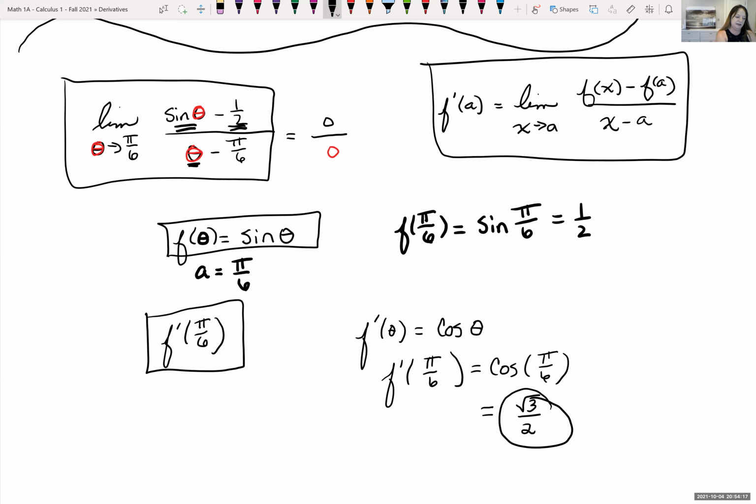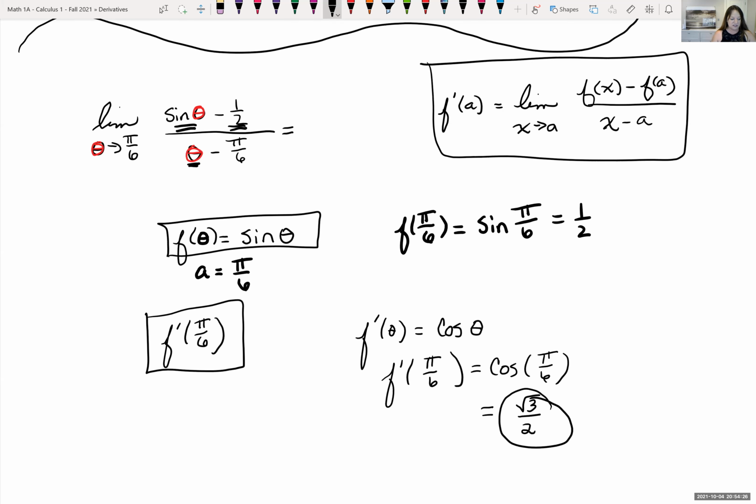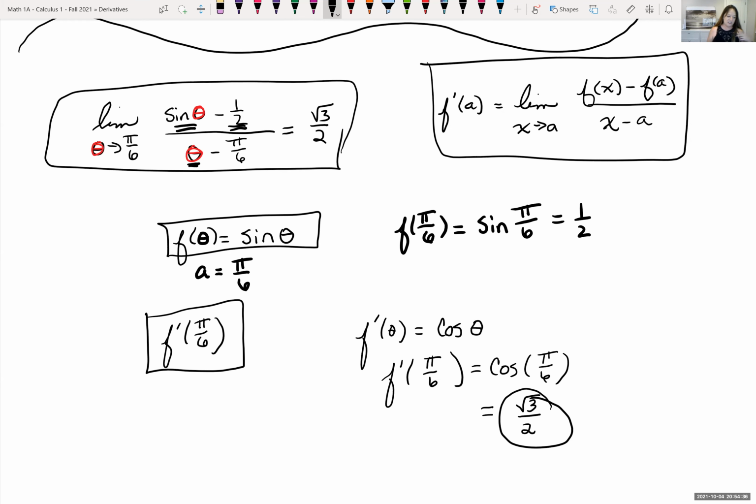So this limit that gave us an indeterminate form before, just recognizing that it was the derivative of sine theta, written in the formal definition, we can use that information. Take the derivative of that function, and we know the derivative of those trigonometric functions, and then plug in that value that we were approaching. Okay, so that is all of 3.5.